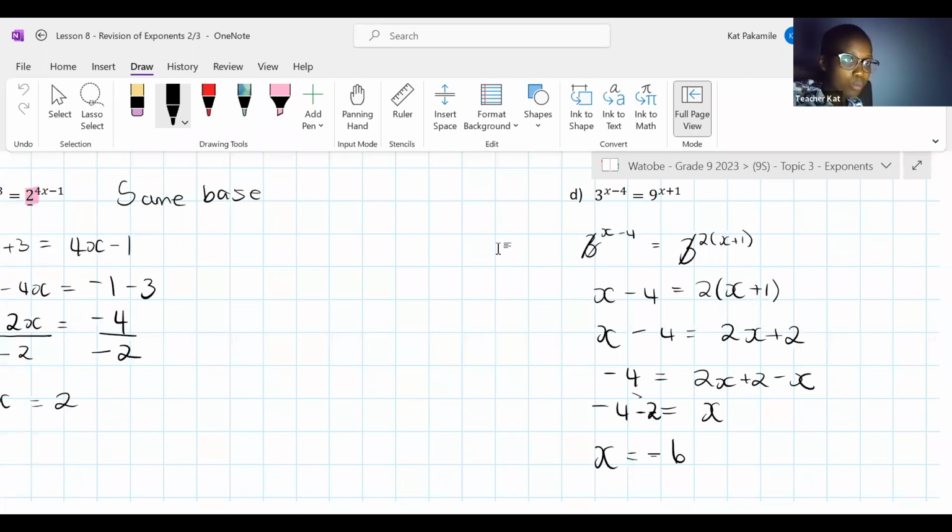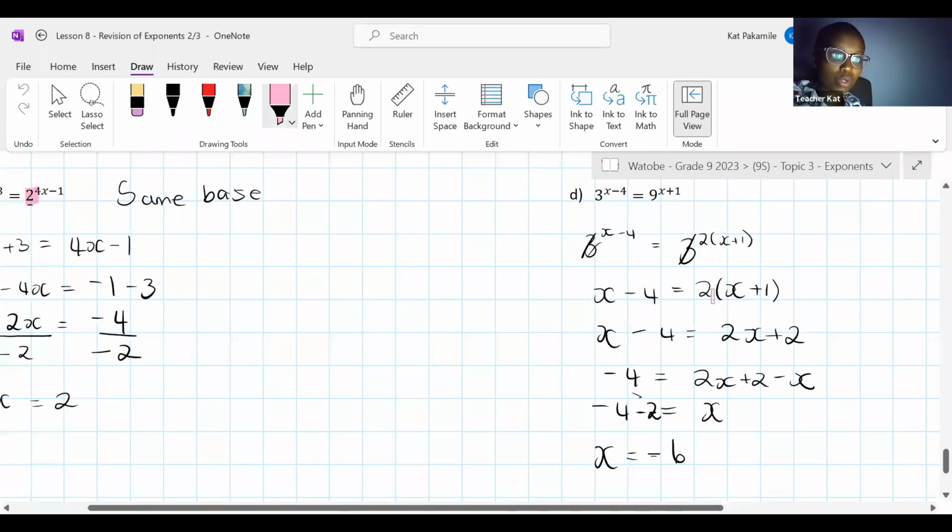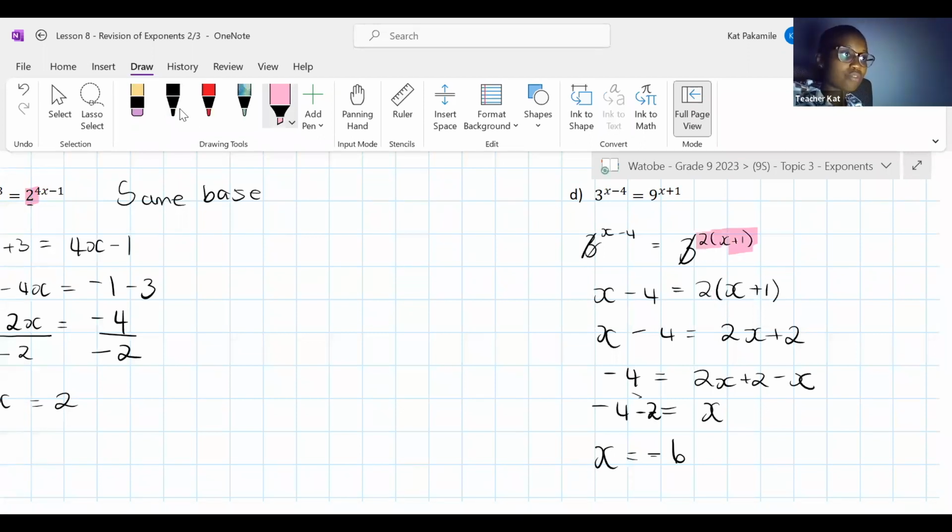Why do we write the 2 before the bracket? It's the power to a power law. We already had a power there, and then we put another power in front of it. The power to a power law says if I have a to the power of m and I raise it all again to another power of n, you have to multiply them. So it's going to be a to the power of m times n. In this case, it'll be 2 times x plus 1. Okay. And then you just solve for x.